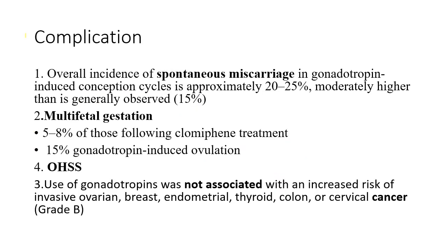Let's discuss the complications. The overall rate of spontaneous miscarriage in gonadotropin induced cycles is approximately 20 to 25%, which is similar to that generally observed, that is 25%. Multiple fetal gestation corresponds to 5 to 8% in clomiphene treatment, and in gonadotropin it is more, that is 15%. There is also an increased risk of OHSS, and gonadotropins are not associated with an increased risk of ovarian, breast, endometrial, thyroid, colon or cervical cancer.